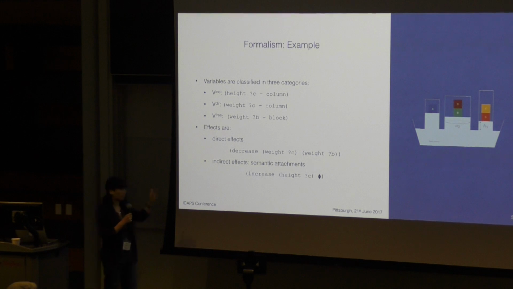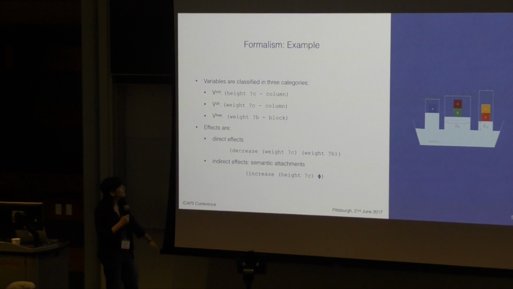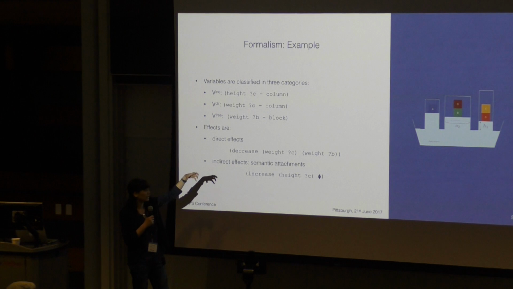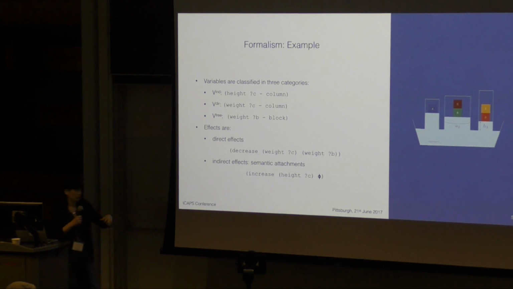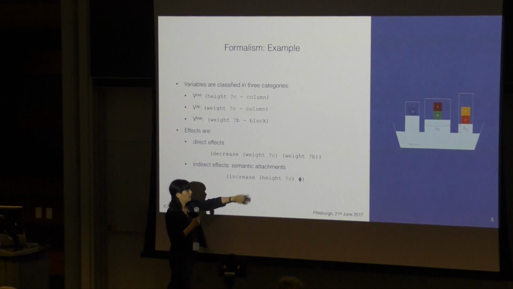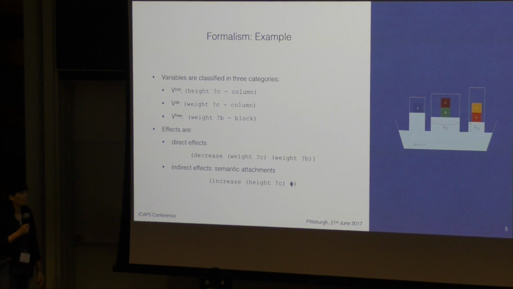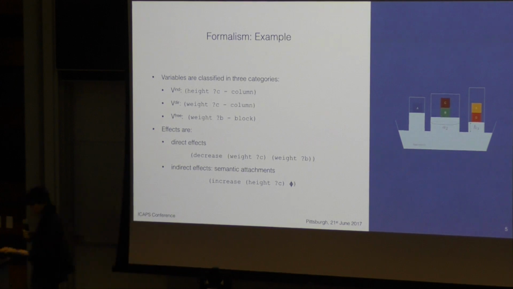And this is the example in our hydraulic blocks world. Here we can see the classification of the variables, and this is basically a direct effect. So once, for example, we pick up a block, the weight on the column of water changes by the weight of the block that we picked up, but the effect on the height of the fluid is modeled with this semantic attachment.